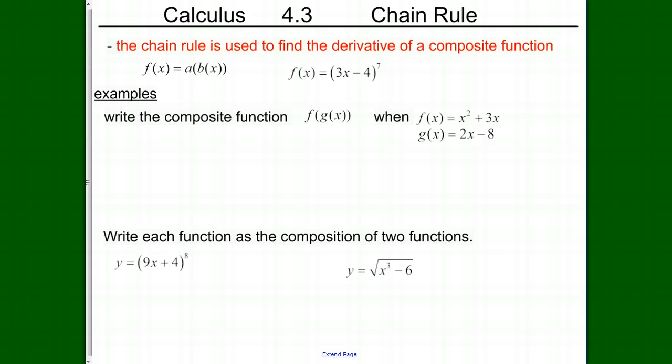So far in chapter 4, what we're talking about is just different ways to find the derivative of different types of functions. So we started with the power rule, went to the product rule, went to the quotient rule. Now we're talking about a thing called the chain rule.